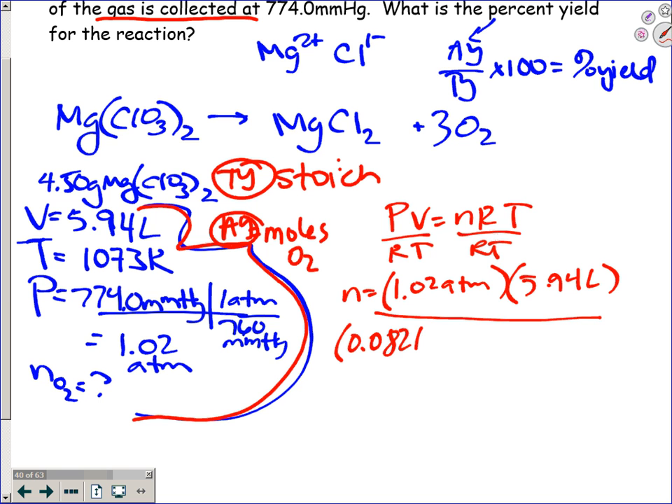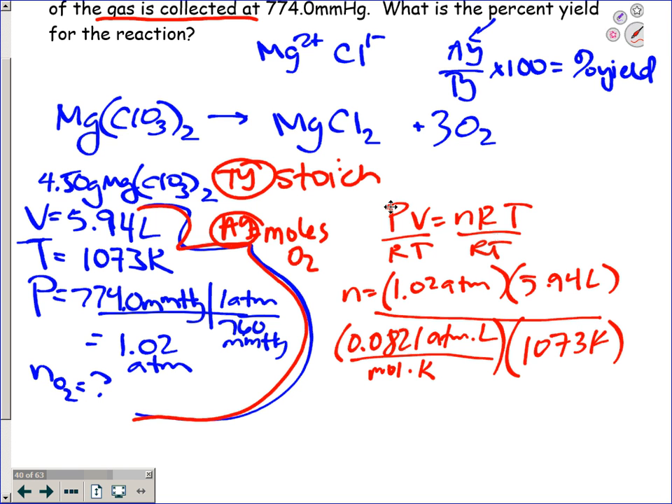0.0821 atmospheres times liters divided by moles times K, good, Kelvin. All right, and then the T is what? 1073 Kelvin. Okay, everybody, what do you cancel here? Okay, so Kelvin here and here, liters top and bottom, atmospheres top and bottom. Only thing left is moles.